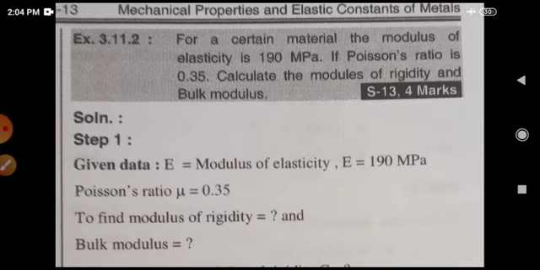For a certain material, the modulus of elasticity is 190 megapascal. Its Poisson's ratio is 0.35. Calculate the modulus of rigidity and bulk modulus. We have to use the relation between different constants. Be prepared for all these formulas, then you can solve this effectively and you will have correct answers.